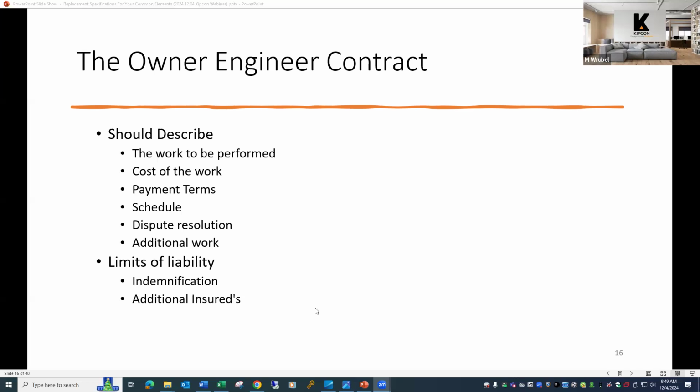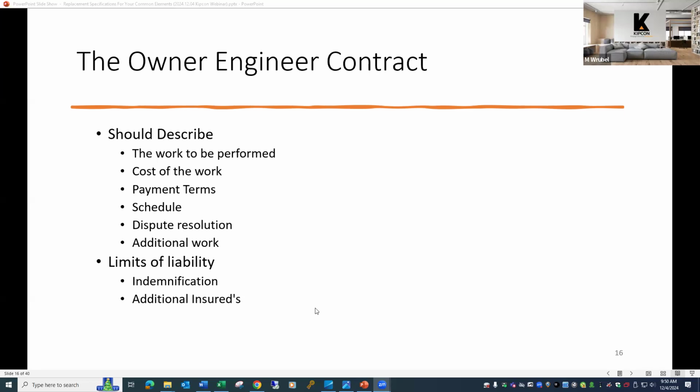If there's a dispute between the engineer and the owner, what are the terms of resolving that dispute? Does the engineer have a certain period of time to resolve any issues between the engineer and the owner? And what are the terms of that? And if there's additional work that's unforeseen at the time that the contract is put in place, how will that extra work be handled?